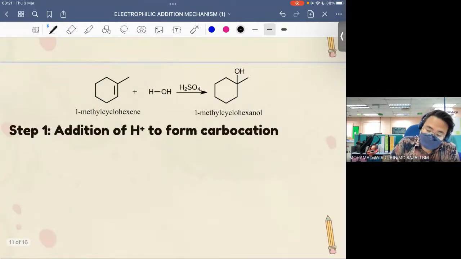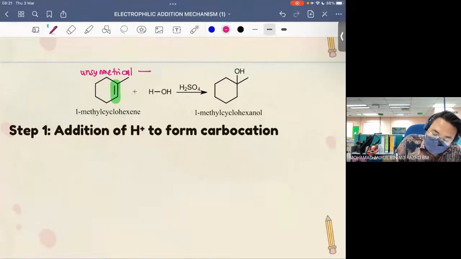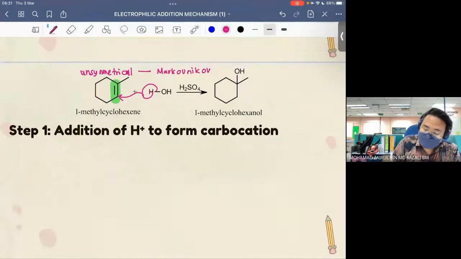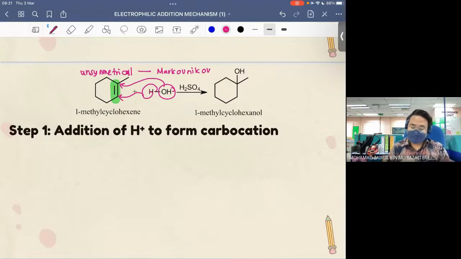So kalau awak tengok dekat ni, this alkene itu adalah unsymmetrical. Okay, this alkene is unsymmetrical. So, kalau unsymmetrical, that means we need to follow Markovnikov rule. So, maksud dia, hydrogen akan pergi dekat carbon yang ini. Okay, hydrogen will go to this carbon. OH akan go to this carbon. Okay, so sekarang ni kita cuba buat addition of H+. So kita nak hasilkan carbocation dulu.